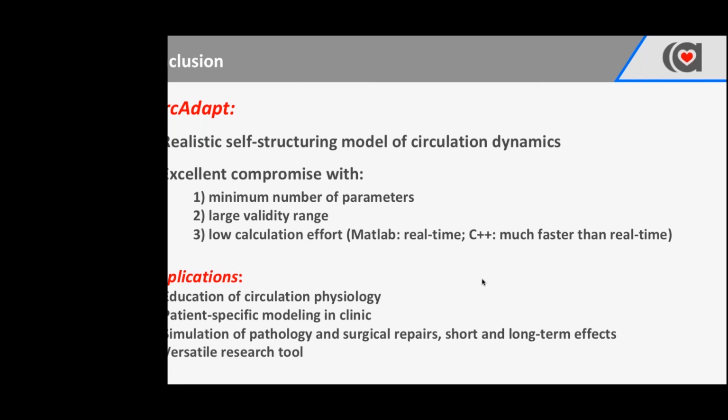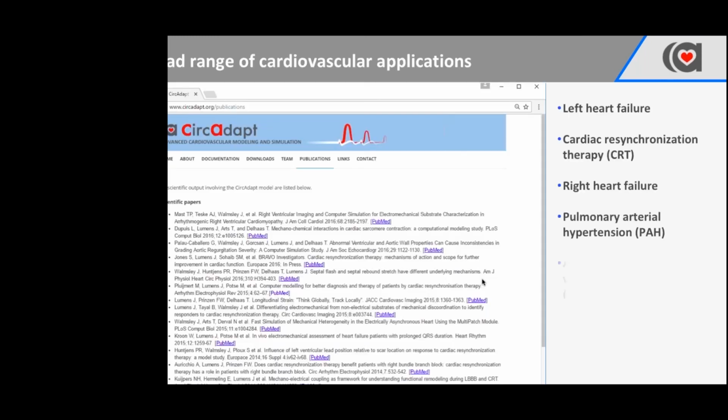The applications are education of circulation physiology, patient-specific modeling in the clinic, simulation of pathology and surgical repairs, short and long-term effects, and it's a very, very versatile research tool. As we show you here, these are, for example, the scientific papers, but I only mentioned until 2016, not to mention what we did in 2017, 18, and already in 2019.